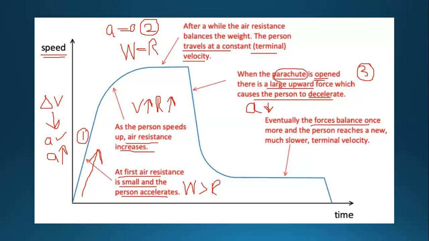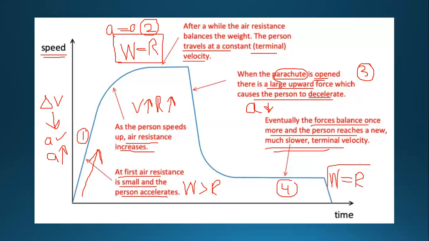Eventually, the forces balance once more, and the person reaches a new, much lower terminal velocity. एक fourth case भी आता है जब दोबारा से again weight would be equal to the air resistance, and the person would again fall at a constant velocity and would finally land by the help of a parachute.